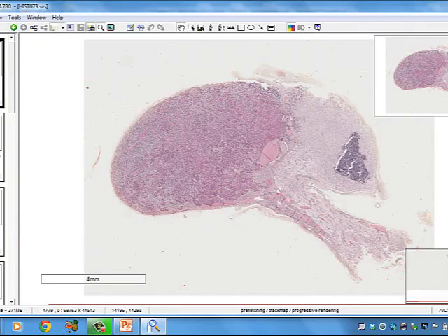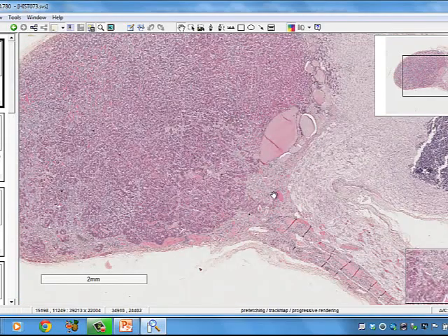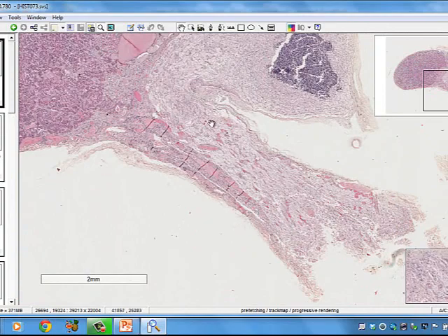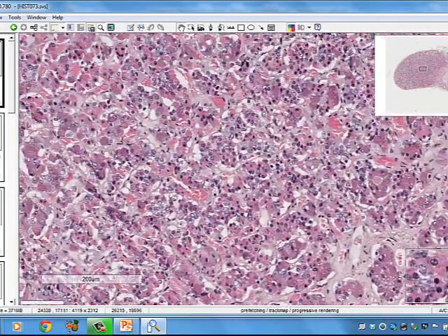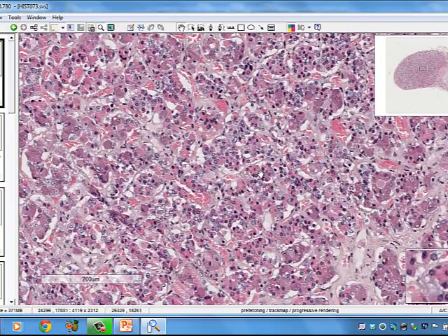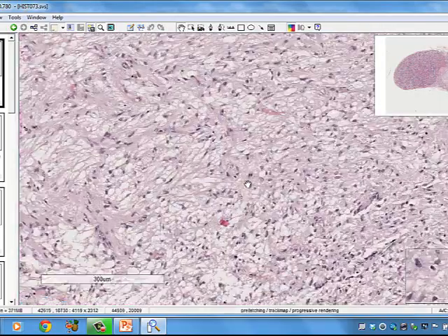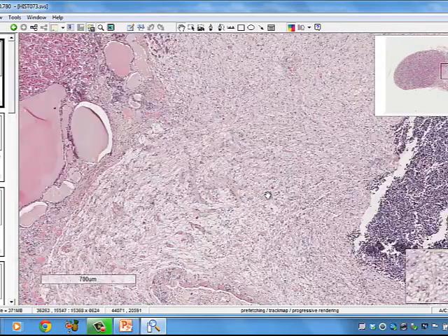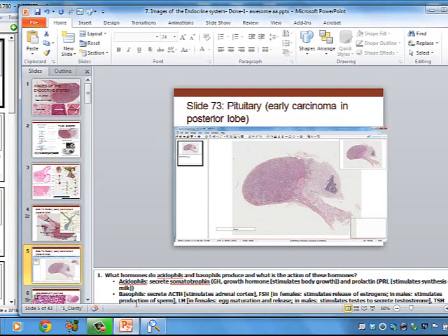So if we look at slide 73, we will be able to see the various parts. This is the pars distalis, pars intermedia, and the pars nervosa, and the pars tuberalis that goes around the infundibulum stalk. Inside there we'll see a host of cells. Some are basophilic, some are acidophilic, and some have no staining at all. These are epithelial cells, as opposed to here, where we'll have axons of neurons whose cell body is actually up in the hypothalamus itself.